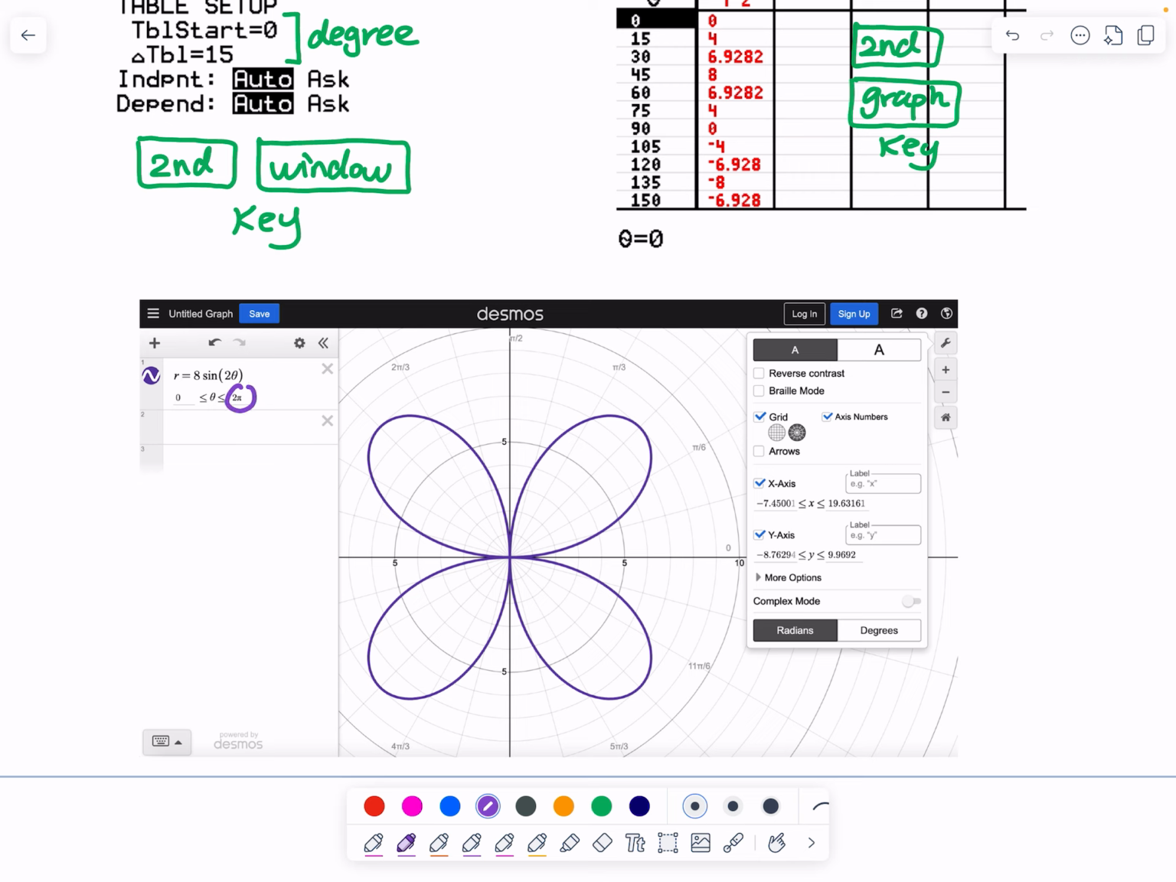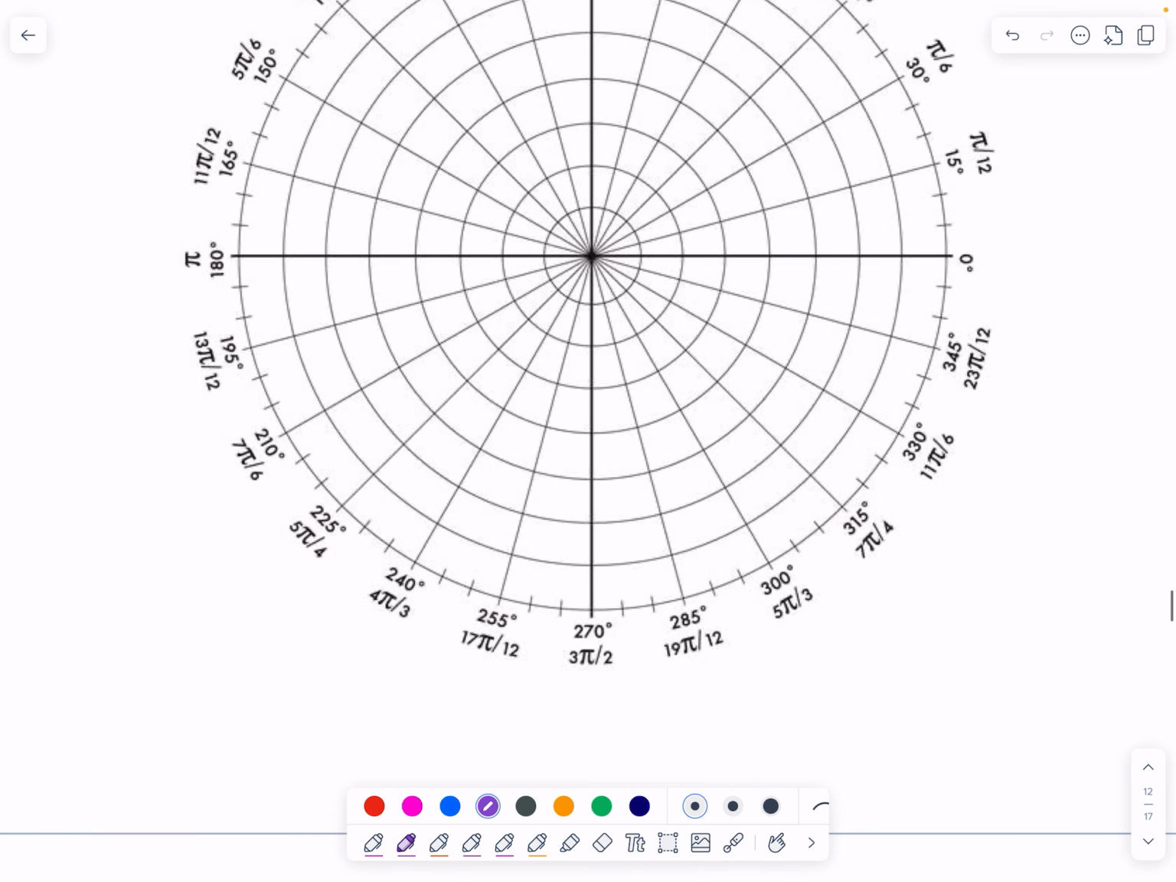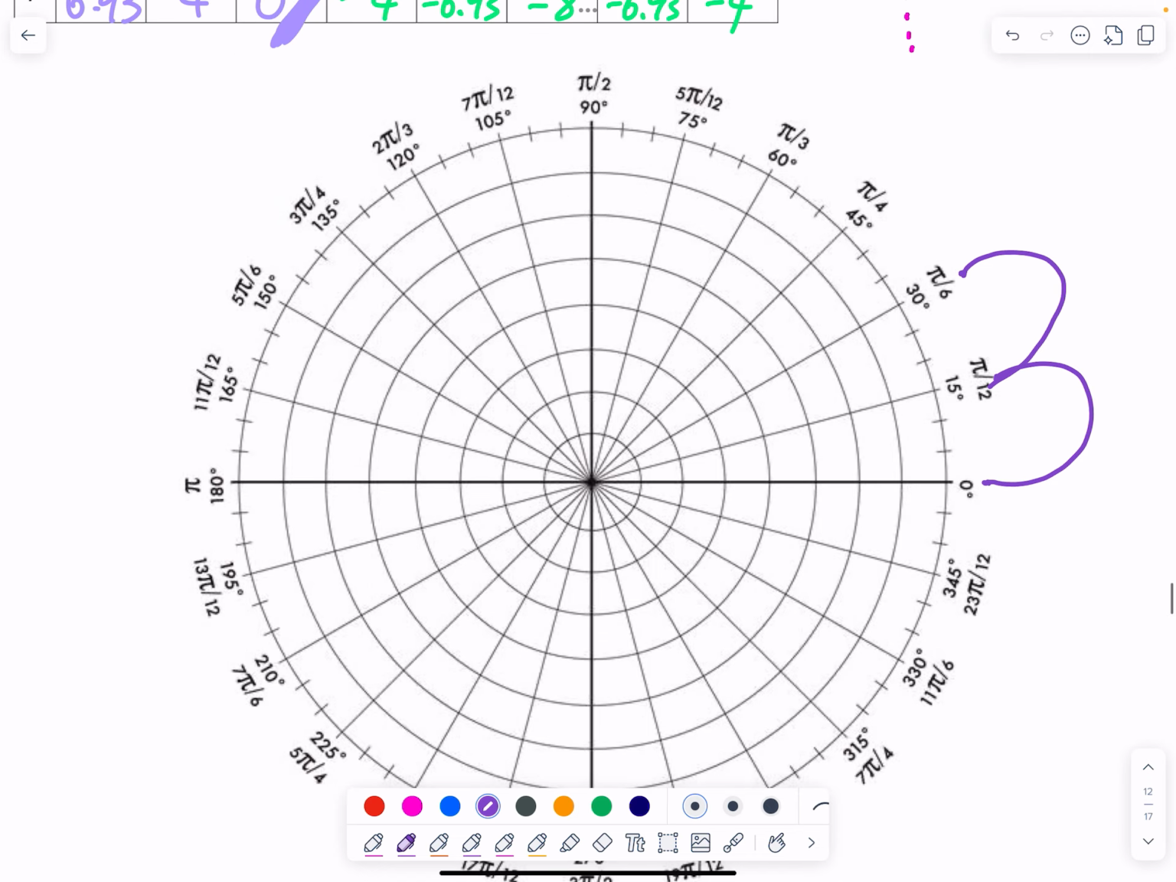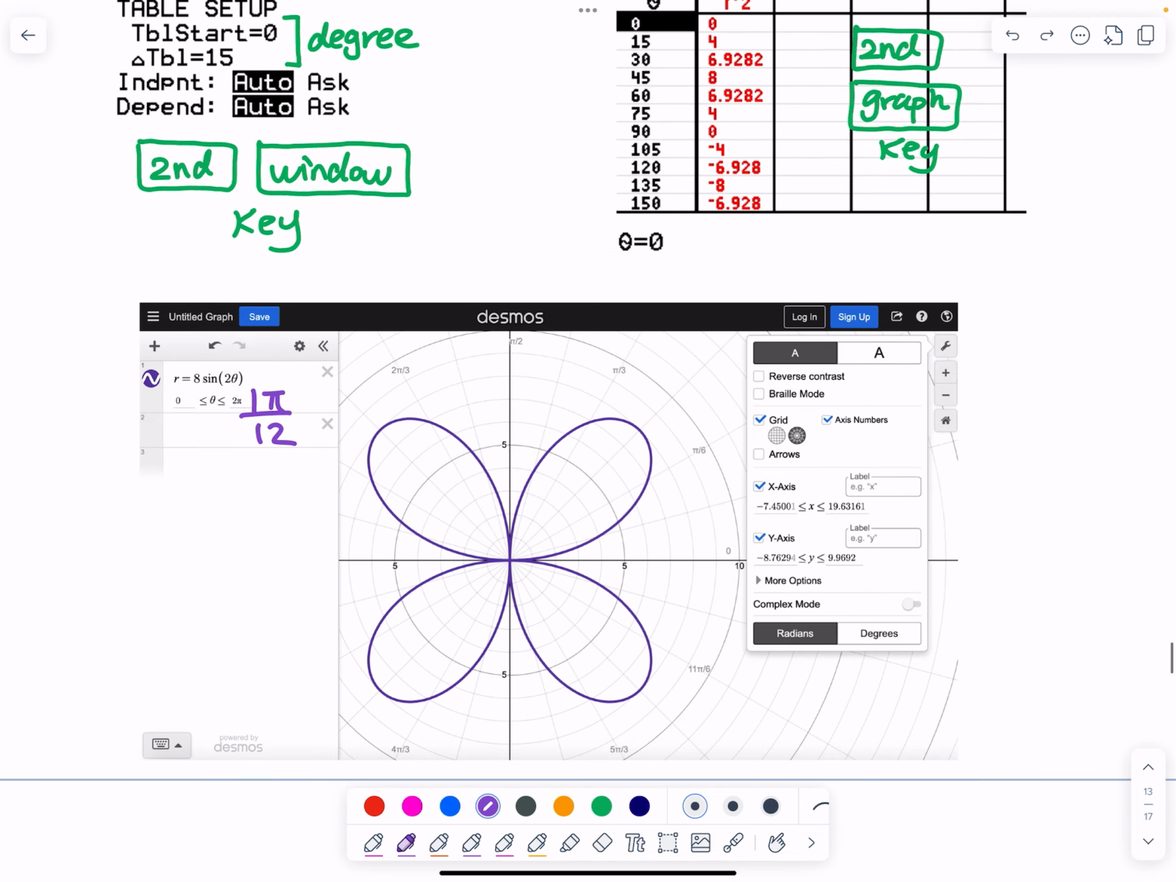Do you see that there is a 2 pi? You can change this to what? To 1 pi over 12, because my graph starts from 0 and then 1 pi over 12, 2 pi over 12, 3 pi over 12, 4 pi over 12, 5 pi over 12. So what I want you to do is start from 0 to 1 pi over 12, and then you can see that the calculator actually graphs the piece from 0 to 1 pi over 12.